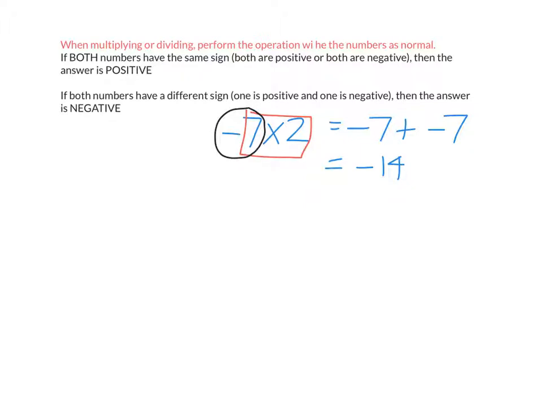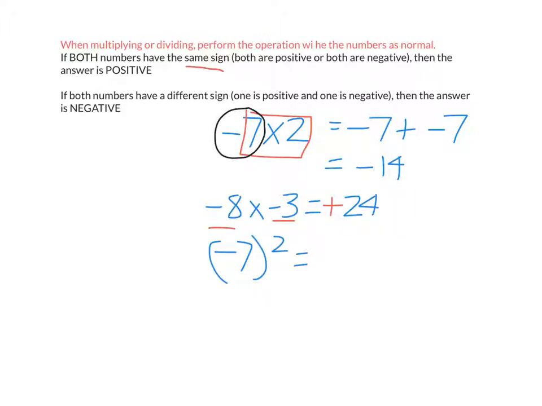So let's look at some other examples. So let's say I have -8 times -3. So what I do is I forget about the signs. I just do 8 times 3 is 24. Now I decide, is my answer positive or negative? Well, because both numbers here are negative, they have the same sign, the answer is positive. Let's say I have -7 squared. So -7 squared means -7 times -7.